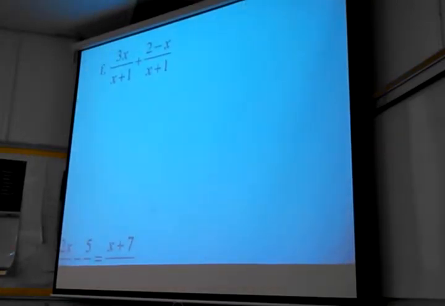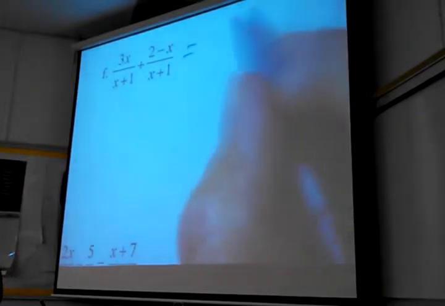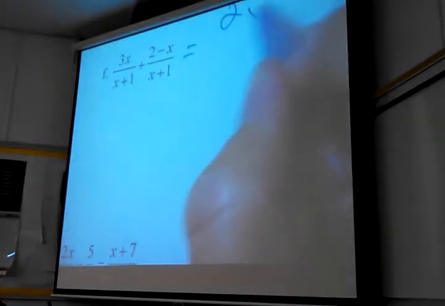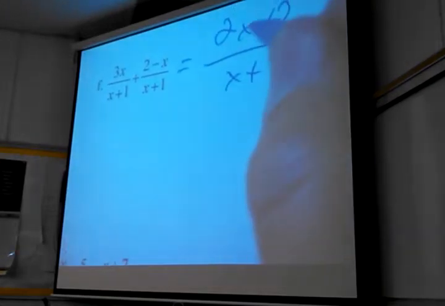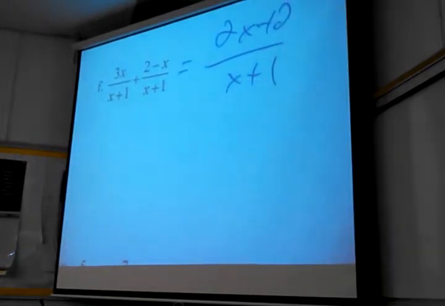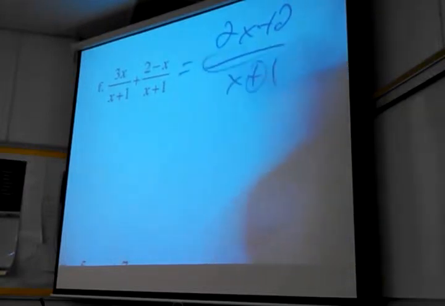And this one we just talked about earlier, right? To add fractions, you have to have like denominators. That was very nice here. They already have like denominators, so I'm allowed to add them. So what do you get? 2x plus 2. 2x plus 2 over x plus 1. Now, can you just cancel these x's? No. Yay! Because addition can't be canceled by division.